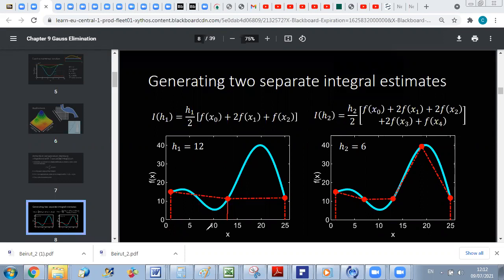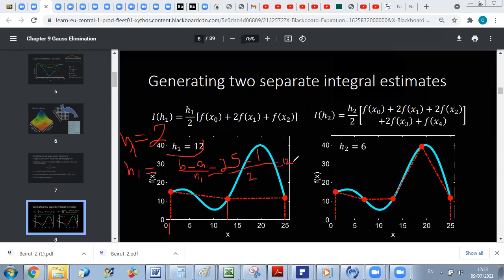Then, since n1 equals 2, I can determine the value of the step size. So h1 is just equal to (b minus a) over n1, and here b minus a is 25 minus 1. So this is 1, this is 25. So 25 minus 1 over 2, which is 24 over 2, is equal to 12.